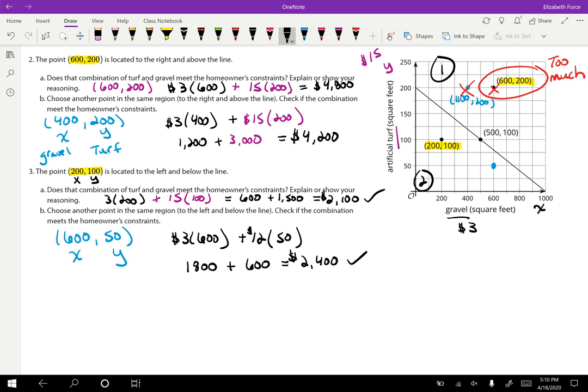As you can see, any point in region 1 meant the homeowner spent over $3,000. So anybody in this region went over $3,000. But points down here in region number 2, we were under $3,000.